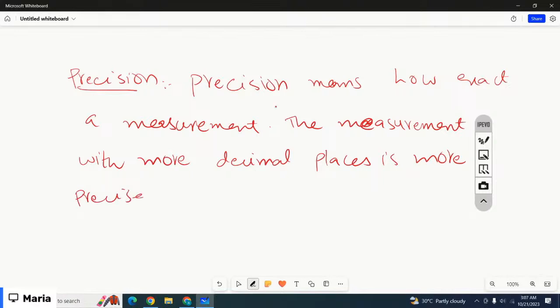For example, you have two measurements, 77.02 and 55. They both are in inches. You have to see which of the values is more precise. Which is the correct option? Which one is more precise?